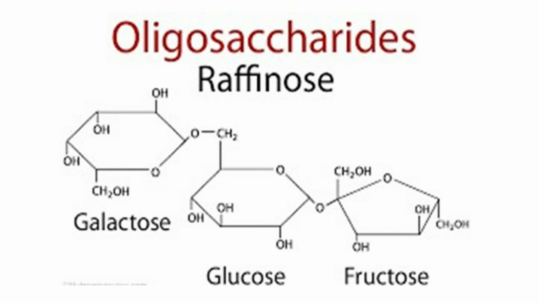Raffinose is a trisaccharide composed of galactose, glucose, and fructose. It can be found in beans, cabbage, Brussels sprouts, broccoli, and vegetables, and whole grains. Raffinose can be hydrolyzed to D-galactose and sucrose by the enzyme alpha-galactosidase, an enzyme not found in the human digestive tract.